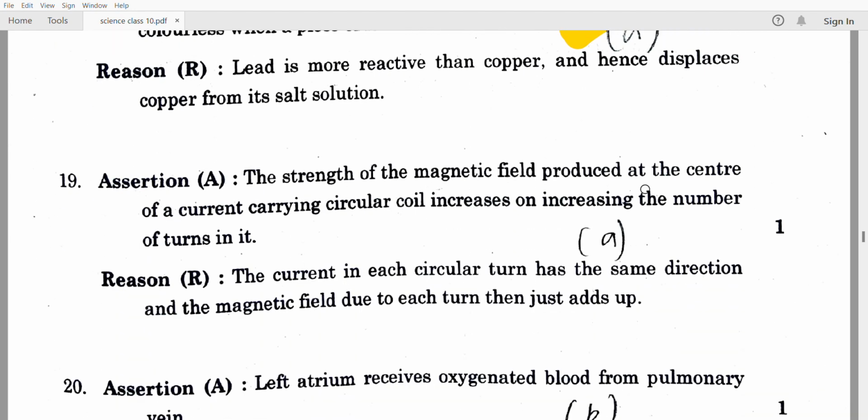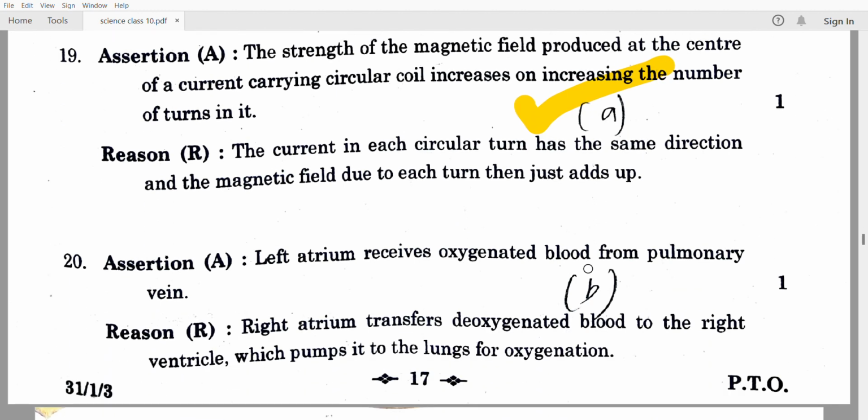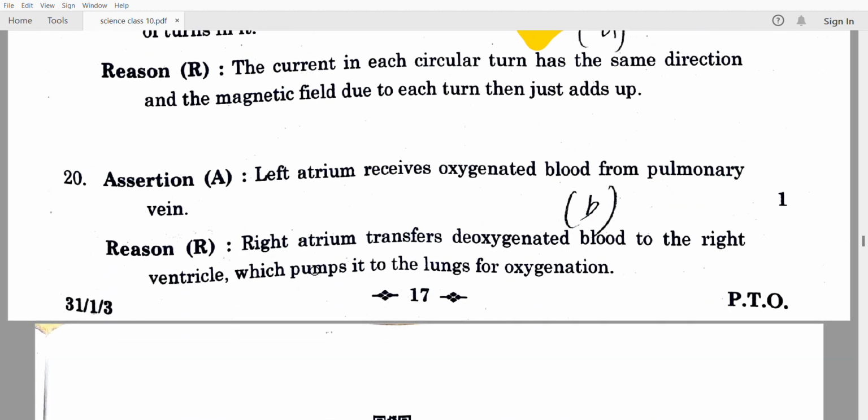So in the 19th question, the strength of the magnetic field produced at the center of a current carrying circular coil increases on increasing the number of turns on it. True. The current in each circular turn has the same direction and magnetic field due to each turn then adds up. So that is also true. Both A and R are true and R is the correct explanation. So answer A is right.